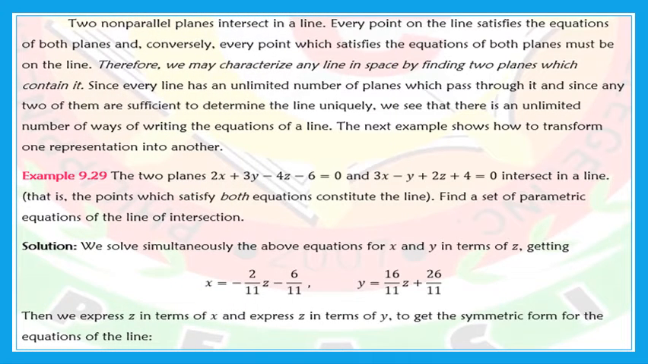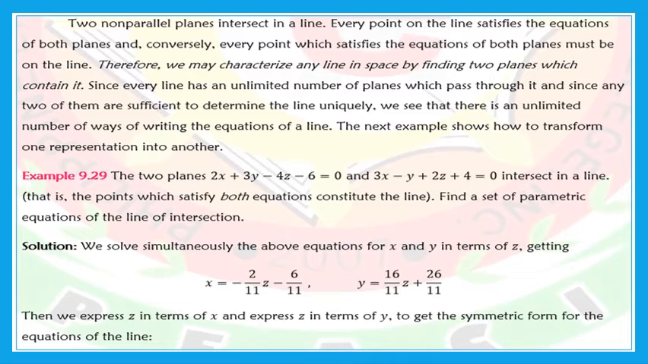Two non-parallel planes intersect in a line. So, every point on the line satisfies the equation of planes, and conversely, every point which satisfies the equations of both planes must be on the line. So, therefore, we may characterize any line in space by finding two planes which contain it. Since every line has an unlimited number of planes which pass through it, and since any two of them are sufficient to determine the line uniquely, we see that there is an unlimited number of ways of writing the equations of the line. So the next example shows how to transform one representation into another.